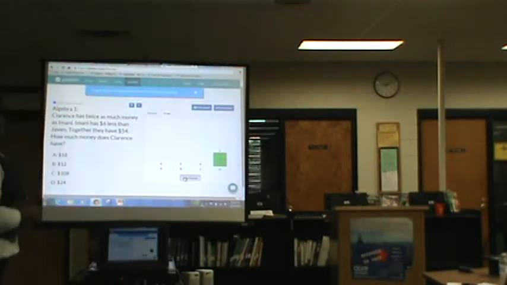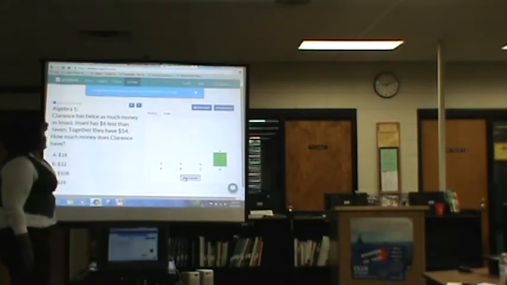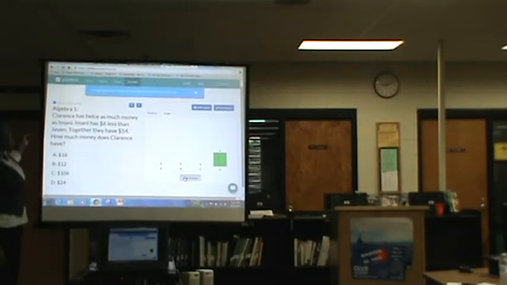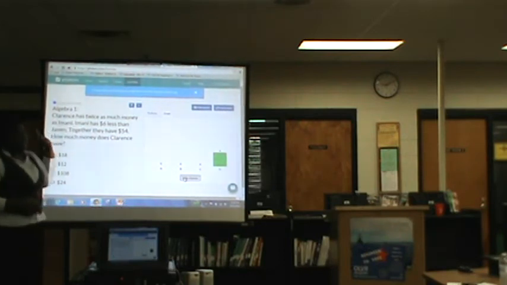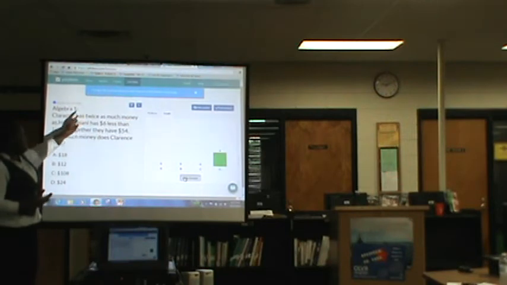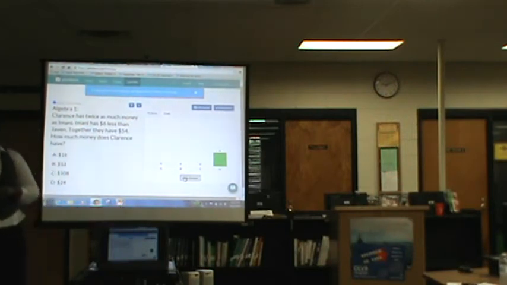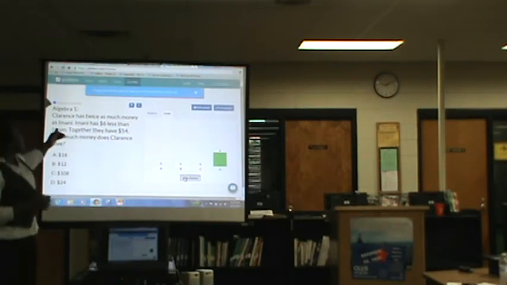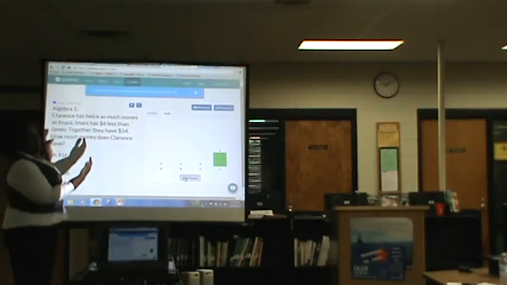This one says Clarence has twice as much money as Money, and Money has $6 less than Javen. Together they have $54. So Javen would have X, because we don't know how much money he actually has. Money has $6 less than Javen, so Money would have X minus 6. Clarence has twice as much money as Money, so that would be 2 times X minus 6. So it'd be X plus X minus 6 plus 2 times X minus 6 equals 54. Okay? Make sure that when you're doing Clarence, you put that in parentheses, 2 times X minus 6.